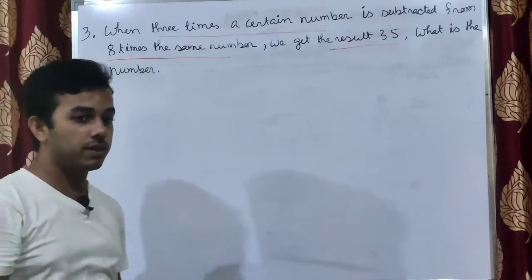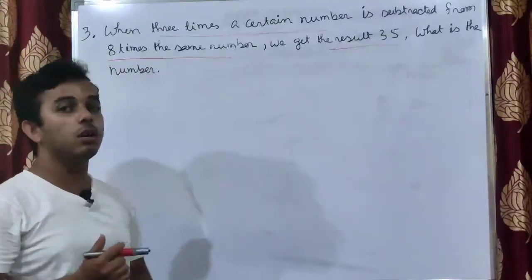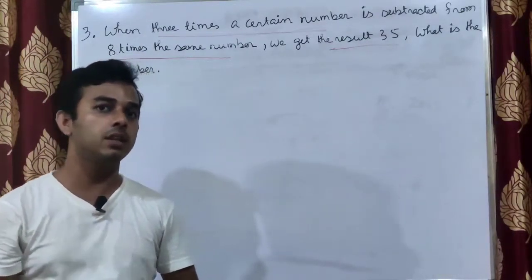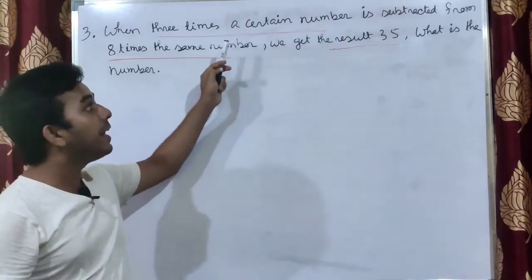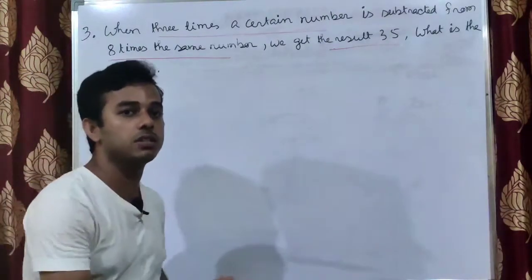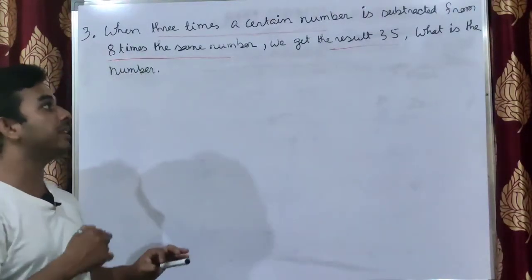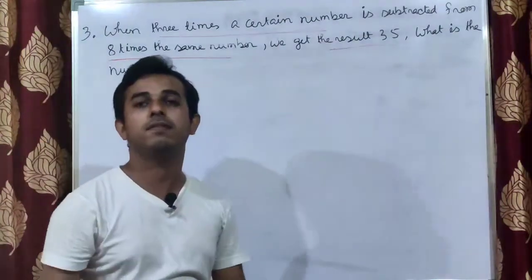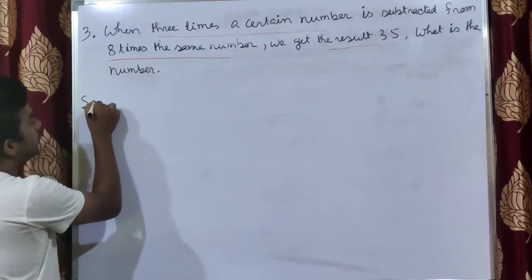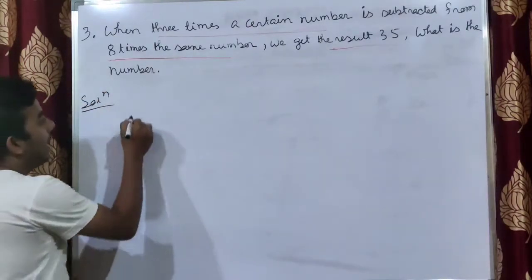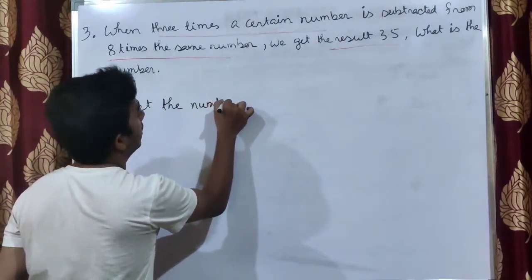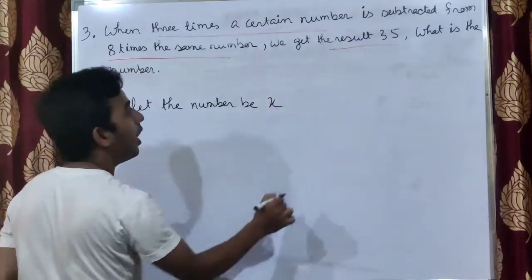क्या हम लोगों को पता है ये कौन सा नंबर है जो 3 टाइम्स और 8 टाइम्स है? We don't know the number. So as earlier we assume the number be what? X. So here what is written? When 3 times a certain number is subtracted from 8 times. So 8x will come first, right? That means what? 8x minus 3x. The result is 35. So let us assume the number be what? X. Let the number be x. Now according to question what?